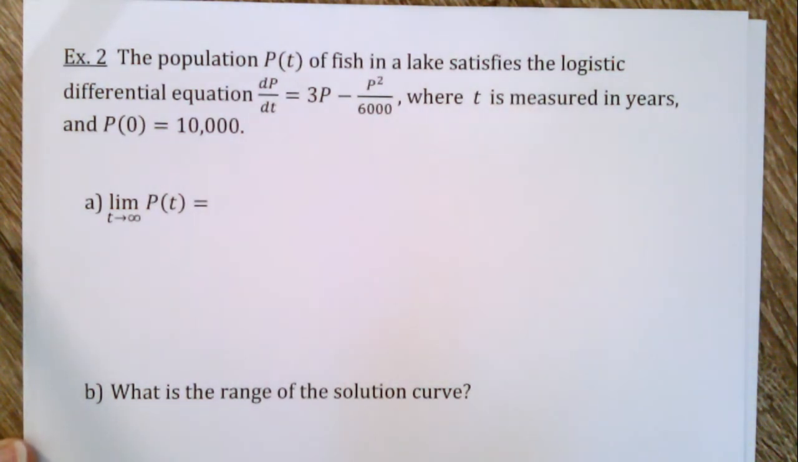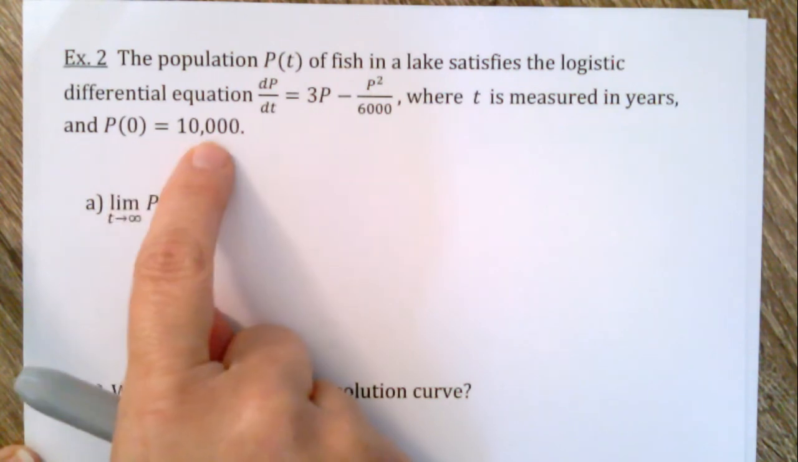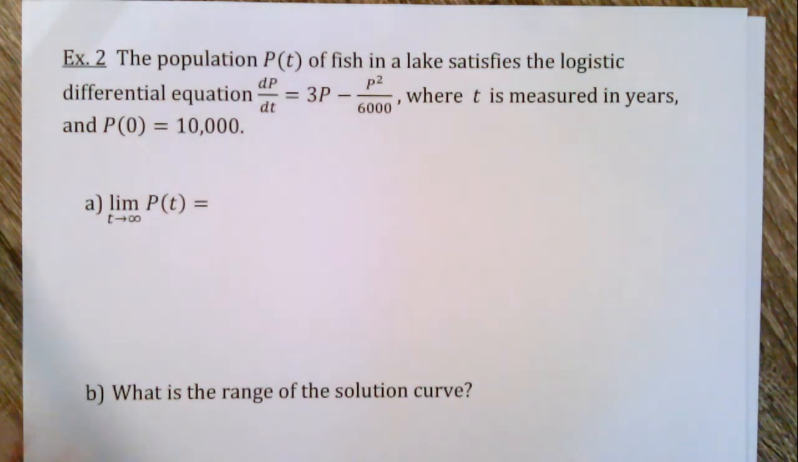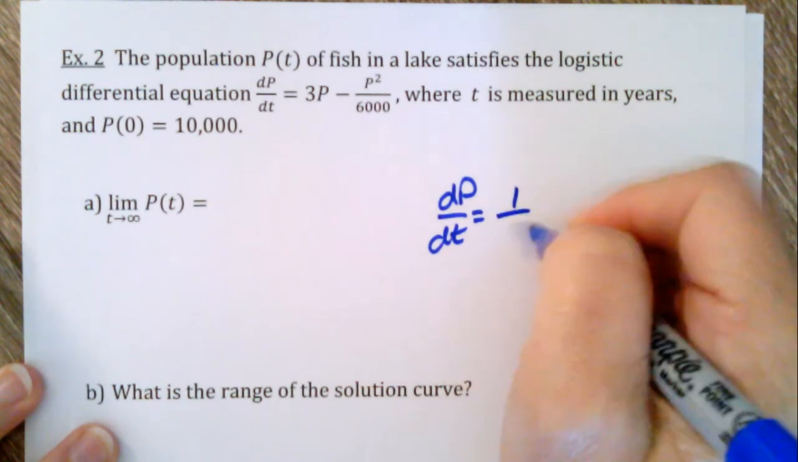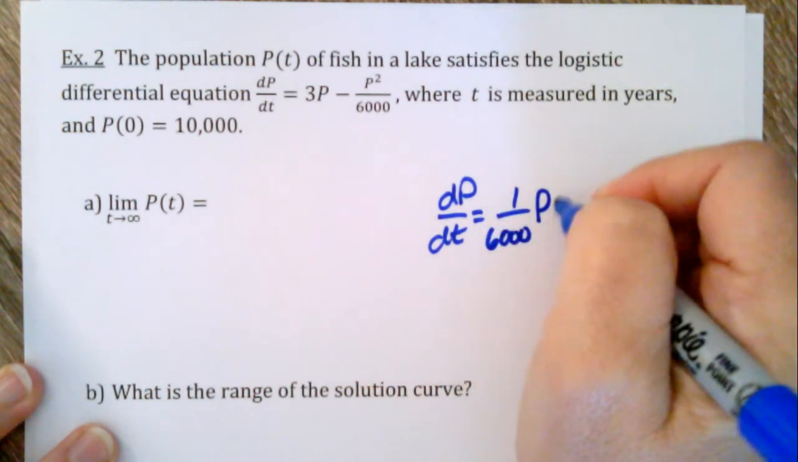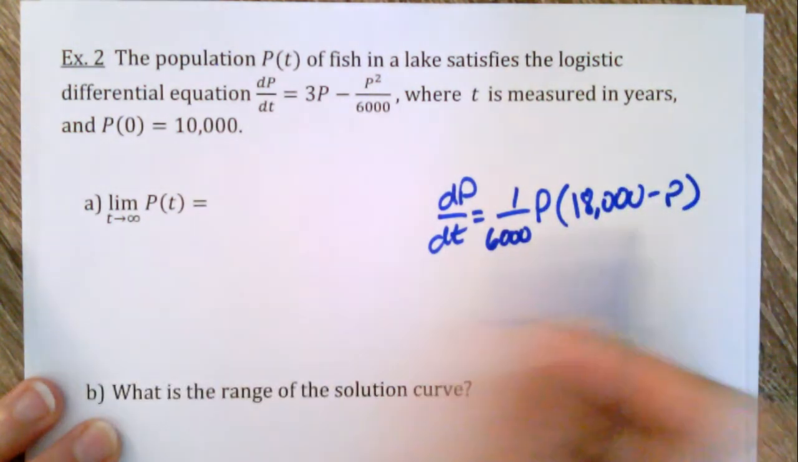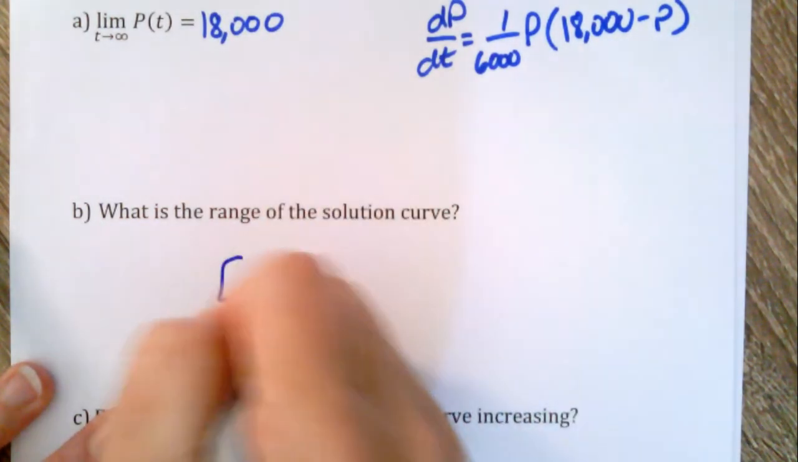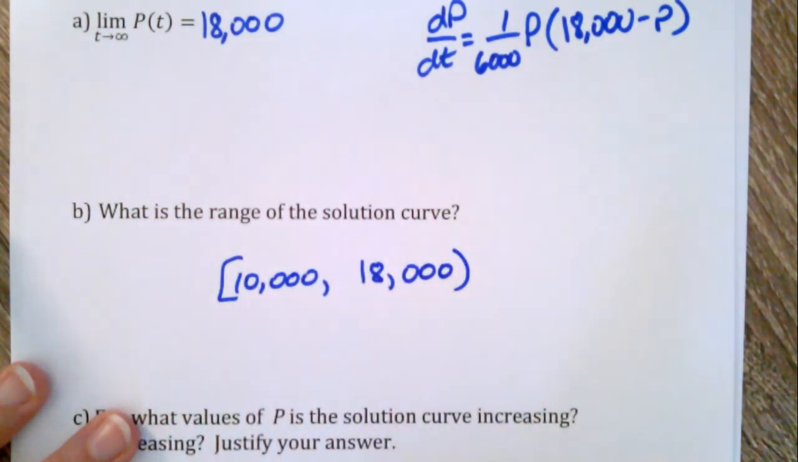Now for our second example, notice that we're starting out with the same differential equation. Exact same situation here, except that our initial population is 10,000. So we're going to see what difference that makes. Our differential equation is still equal to 1 over 6,000 P times 18,000 minus P. And so our limit is still the same. That has not changed. But we are changing the range here, because now we're starting at 10,000 and only going up to 18,000.